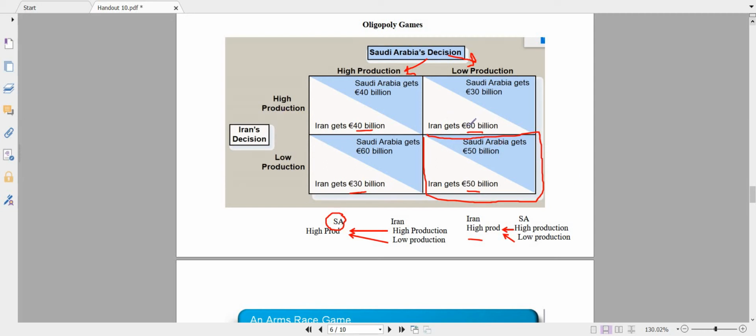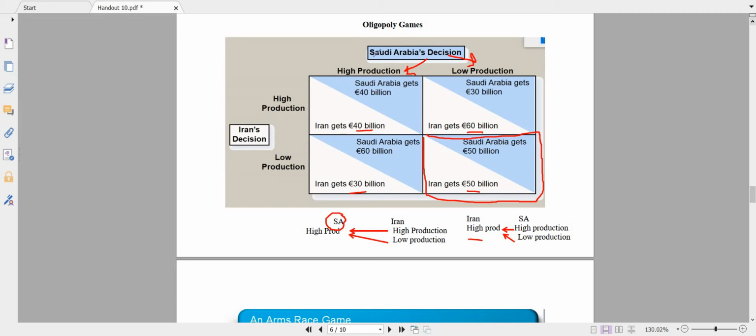You can see that this is the cartel outcome, the best outcome, but of course both the parties will have an incentive to defect from this agreement, because if Iran knows that Saudi Arabia is going to go for low production, it is going to defect from the agreement and go for high production in order to increase its profit. And the same reasoning is going to be employed by Saudi Arabia.